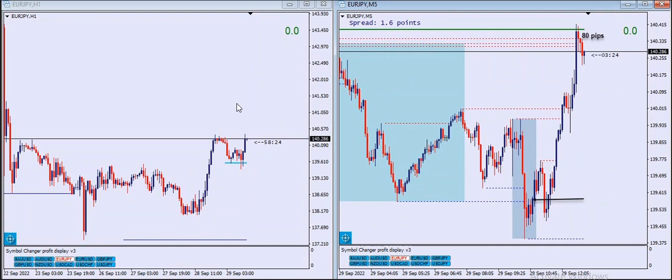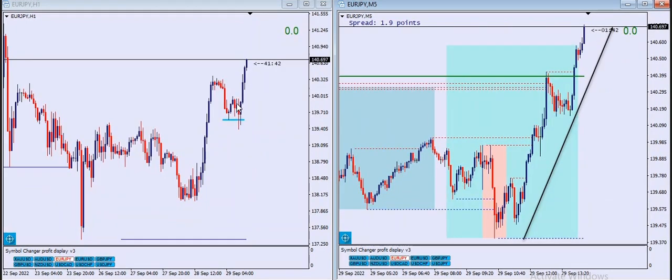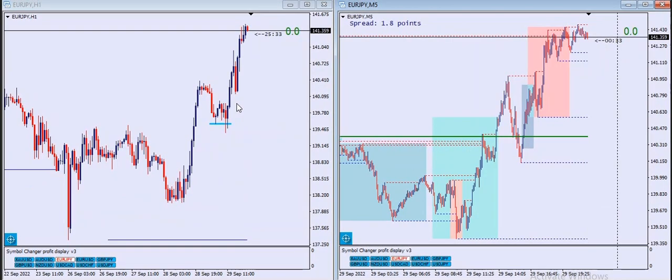You can see price moved up and continued up during the New York session. So you can see from this level up to here.